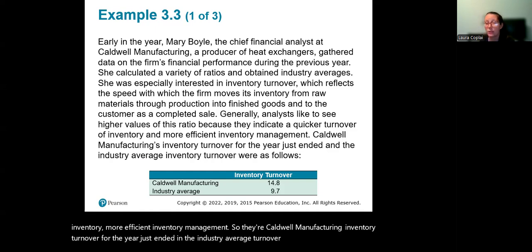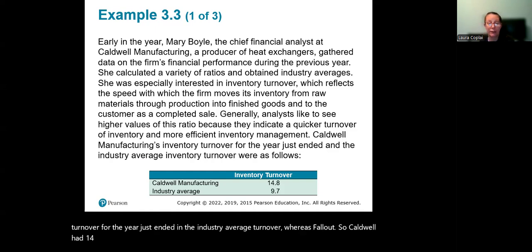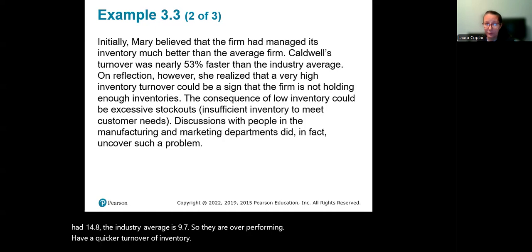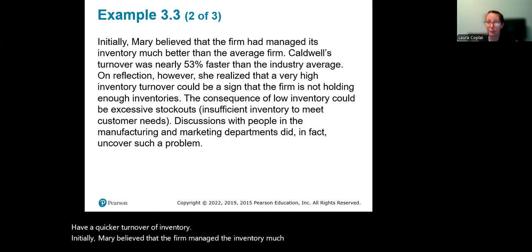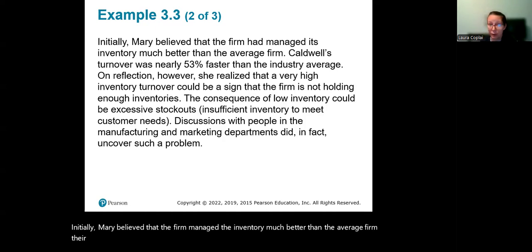So Caldwell had 14.8. The industry average is 9.7. So they are overperforming, with a quicker turnover of inventory. Initially, Mary believed that the firm managed the inventory much better than the average firm. Their turnover was nearly 53% faster than the industry average.